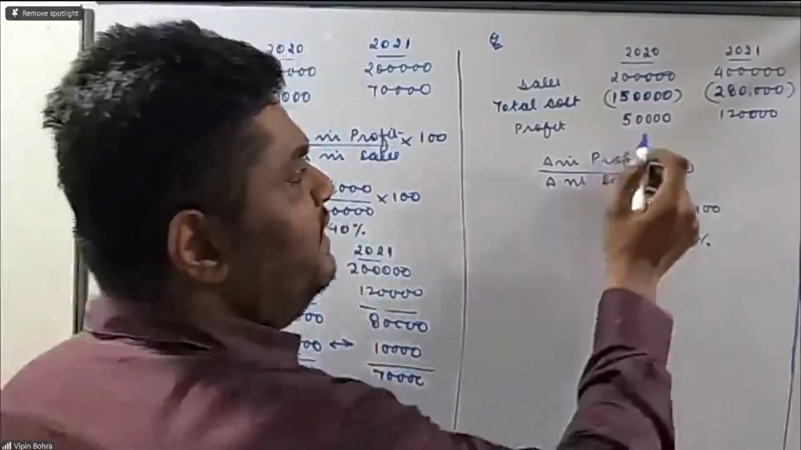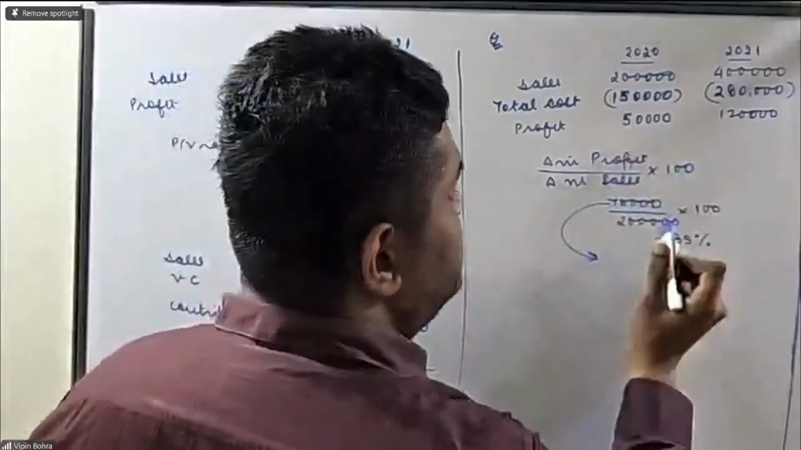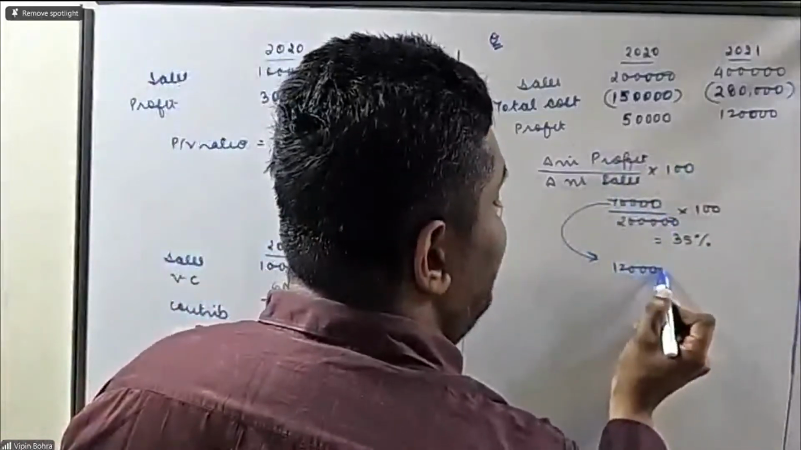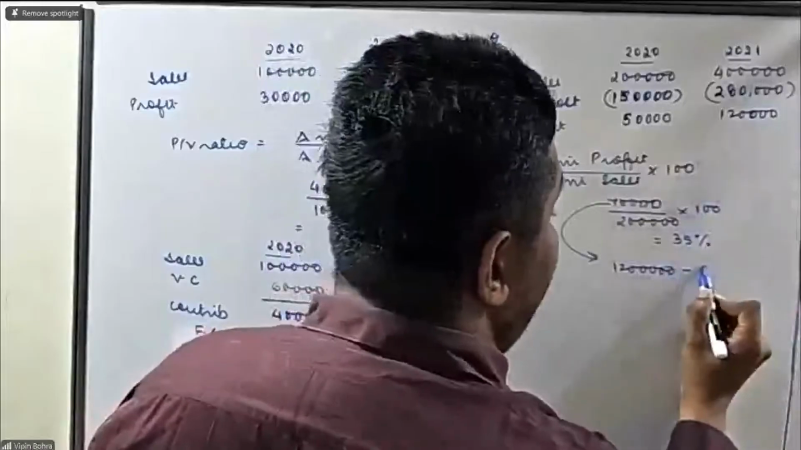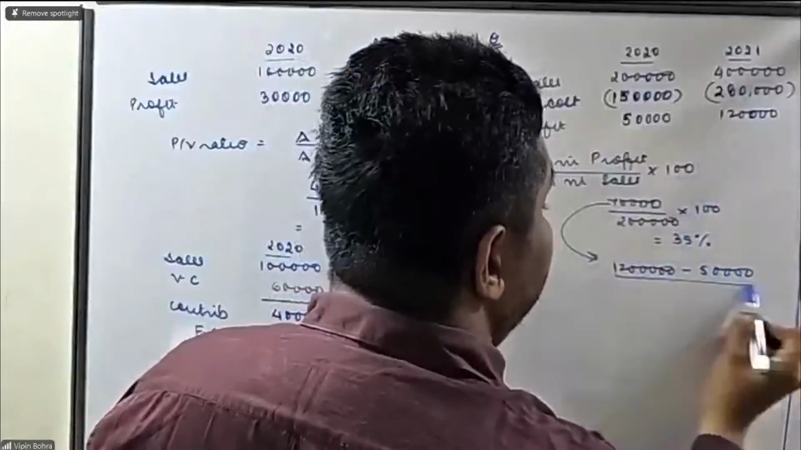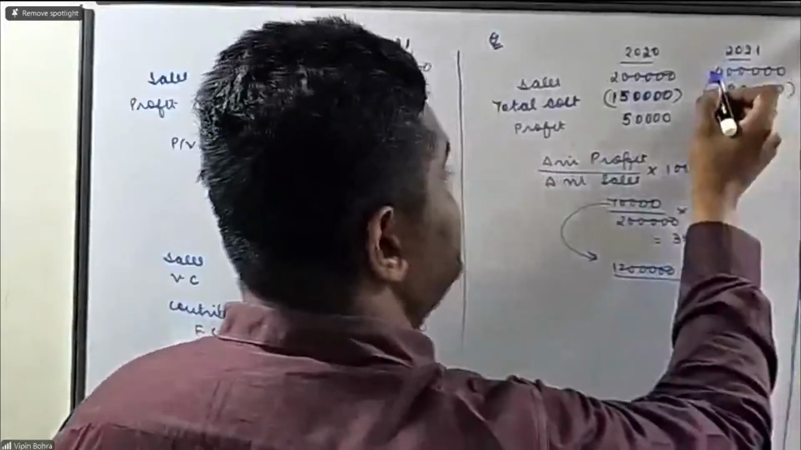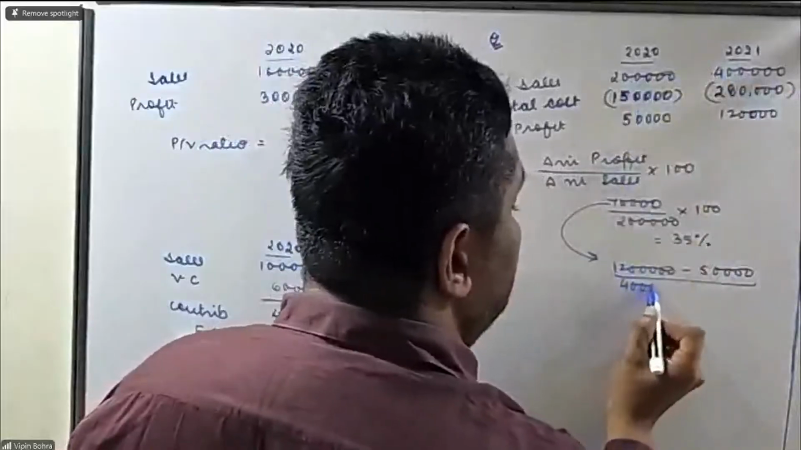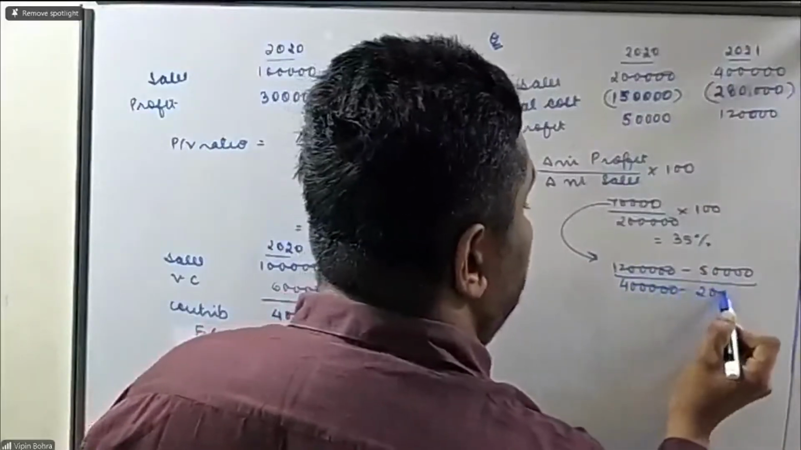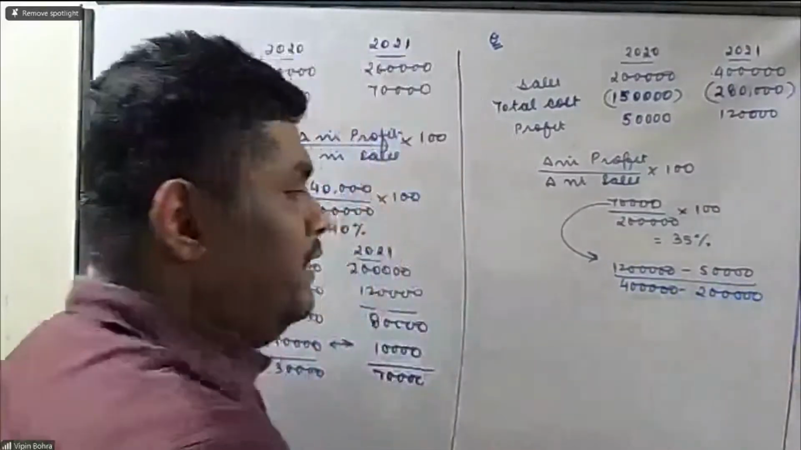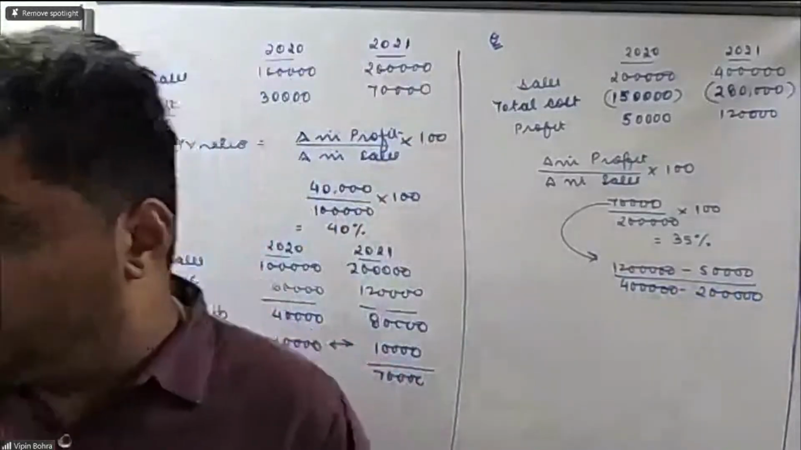70,000, they gave 50. How come 70,000? 1,20,000 minus 50,000. This is the change in profit divided by change in sales, 4 lakh minus 2 lakh. I hope it is clear, Pawan Kumar.